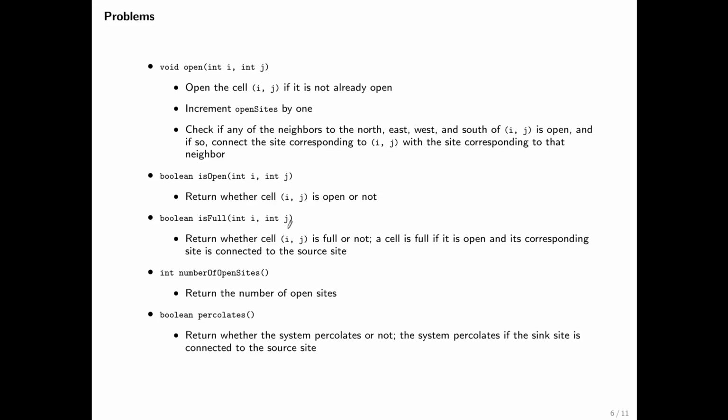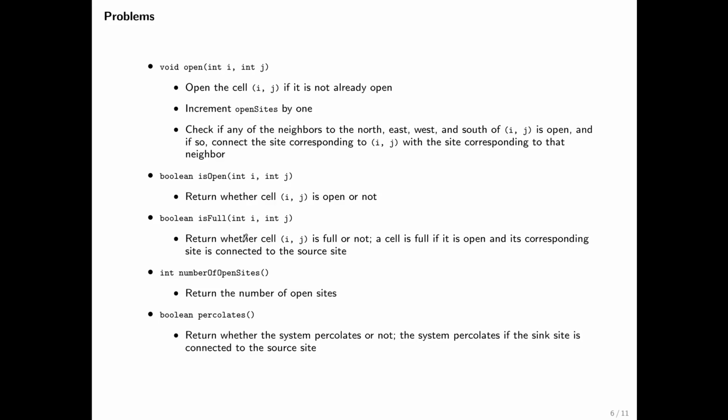Here, this is how you're going to implement this method. A cell ij is said to be full only if it is open and if the corresponding site is connected to the source site. Okay, so think about this carefully and see why this makes sense. So for a cell to be full, meaning when you pour something at the top of the percolation system, for it to get to the cell ij, that cell needs to be open to begin with, and it has to be connected to the open sites in the top row via a path of open sites.